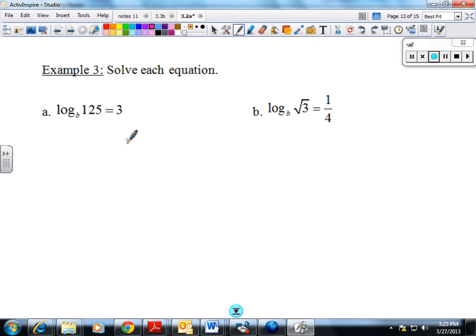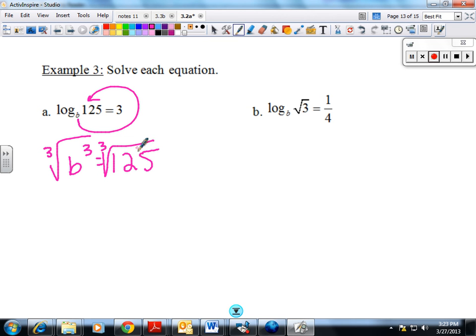It says solve each equation. I rewrite it without the log. I go whoopsh. B to the third equals 125, and then I solve it. Once the log's gone, I just solve it like I've always solved it. How do you get rid of cubed? Well, you take the cube root. The cube root of 125 is 5.